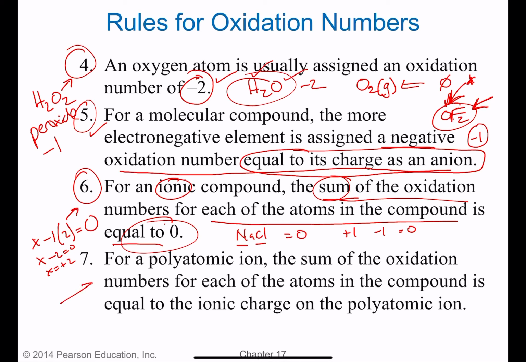If you're talking about a polyatomic ion, so now we're on rule number 7, for a polyatomic ion, the sum is equal to the charge of the ion.